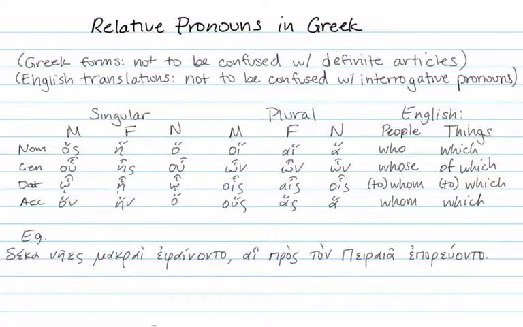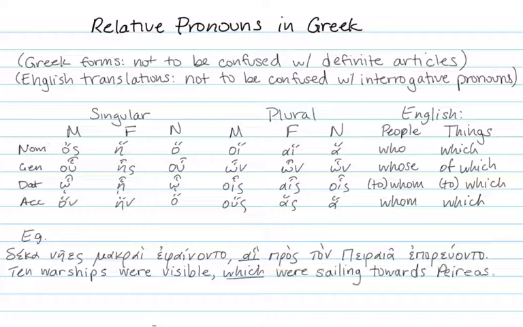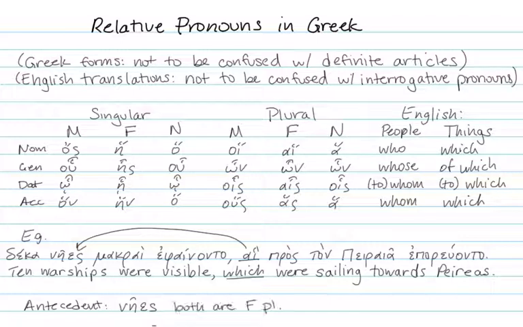So let's look at a Greek example. Deka nees makrai ephainonto hai pros ton Peiraia eporeuonto. Ten warships were visible, hai, which we're going to translate as which, were sailing towards Piraeus. So our pronoun is hai. It refers back to neees, the antecedent. Both of these are feminine plural. So ship happens to be a feminine noun in Greek, and we are talking about it in the plural, which means that the relative pronoun hai must also be feminine and plural.